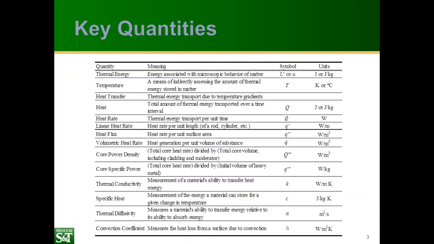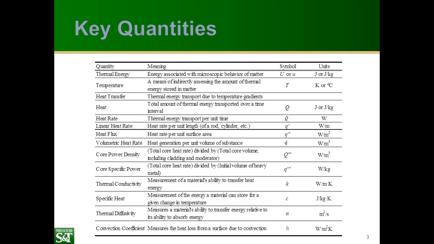Now, there are quite a few key quantities here that we need to keep in mind. The first one is the total thermal energy. It's the energy associated with the microscopic behavior of matter, things like vibrations and oscillations. And that's our internal energy, U, and has units of joules for total or joules per kilogram for the specific internal energy. The temperature then is a means of assessing the total amount of stored energy, but it's indirect. Different materials at the same temperature are going to have different amounts of total thermal energy. So it's indirect, but it's the means by which we generally measure that thermal energy storage.